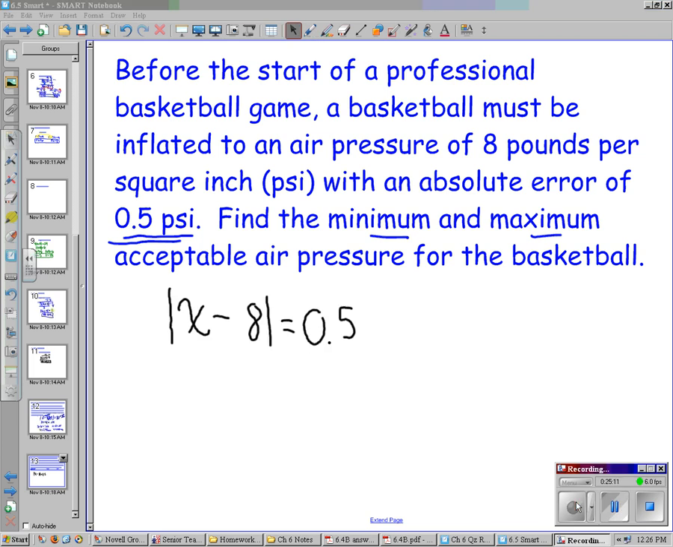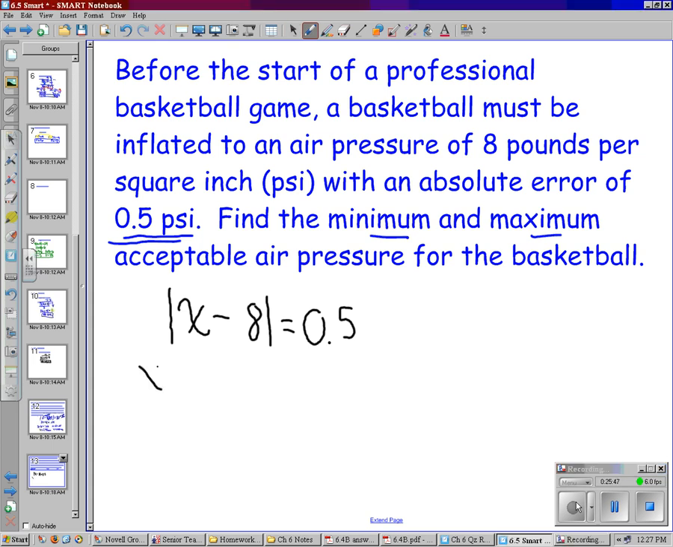Jordan has written up here the absolute value of x minus 8 equals 0.5. That is correct. Whatever the basketball pressure is, minus what it's supposed to be, 8, when we take the absolute value of that, it can be no more than 0.5, we'll put it that way. So we want to find the min and the max for this. Can you give me the two equations that we're going to use from what Jordan gave us up here? X minus 8 equals 0.5. And x minus 8 equals negative 0.5.